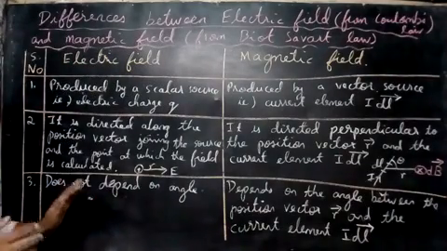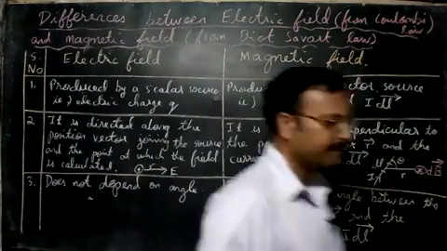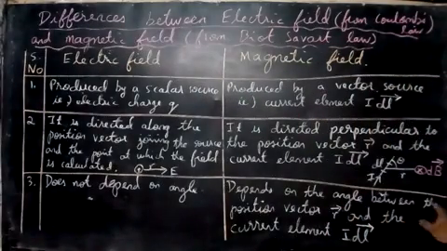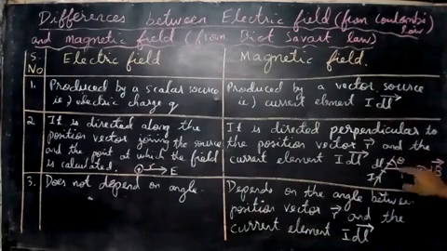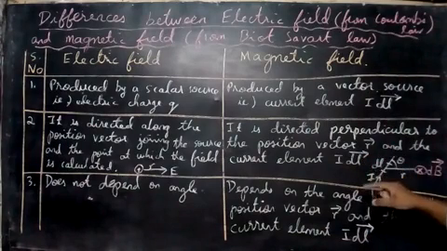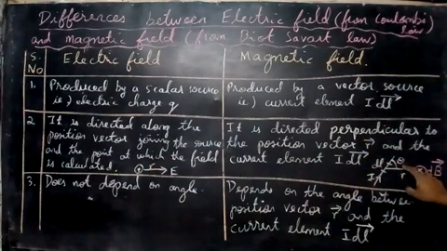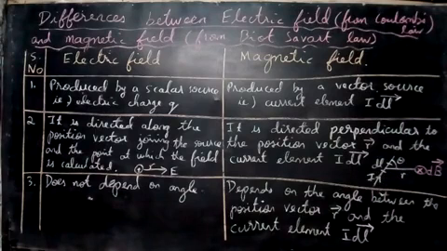Now next one, third one, the electric field does not depend on the angle there. But for magnetic field, it depends on the angle between the position vector R vector and the current element I dL vector. So you can see there's an angle there. We learned now dB is equal to mu naught by 4 pi into I dL sine theta by R square. So sine theta is there. So this angle matters. When the angle changes, the magnetic field also will change. Okay, so this is about the Biot-Savart law. Thank you for watching.